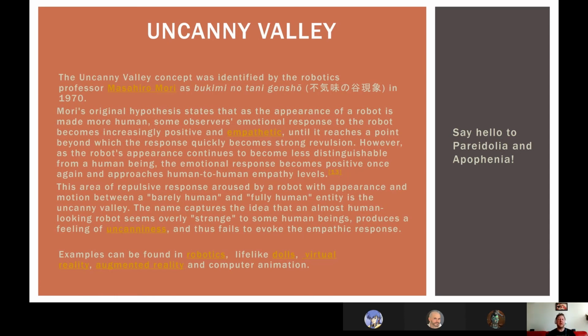Examples of the Uncanny Valley can be found in robotics, lifelike dolls, virtual reality, augmented reality, computer animation, movies, cinema, TV, whatever. Everywhere where you're seeing something almost realistic, a human-like robot, a character from a game that looks almost like a human, but not 100%.